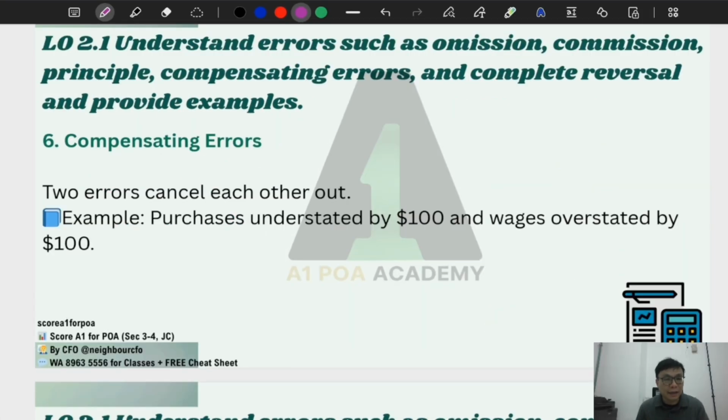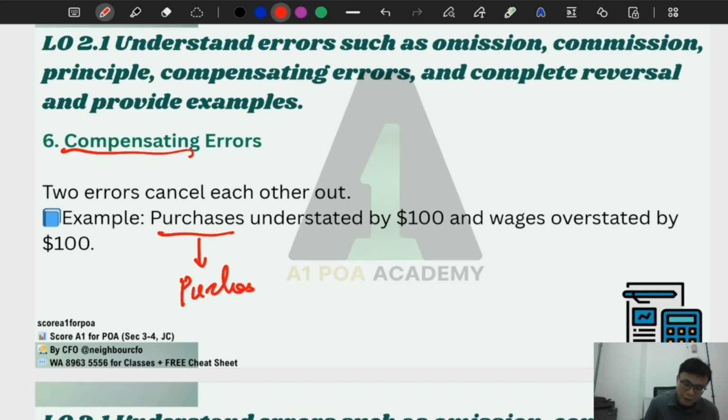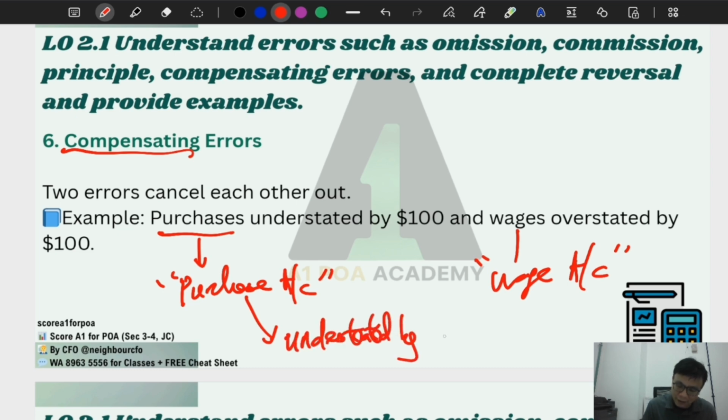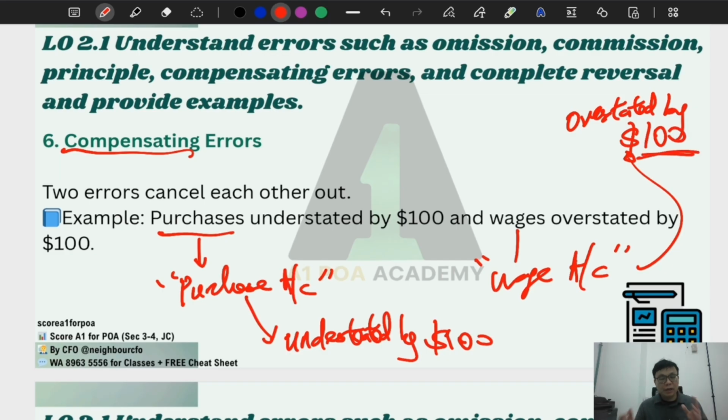Next, we have compensating error. The word itself, compensating error, tells you that at the end of the day, the net effect is the same, but that doesn't mean that the accounts are correct as a whole, because the purchases account versus the wages account would have been stated wrongly, in the sense that, based on this example, this one would have been understated by $100 and this one overstated by $100. So purchases understated by $100 and wages overstated by $100.